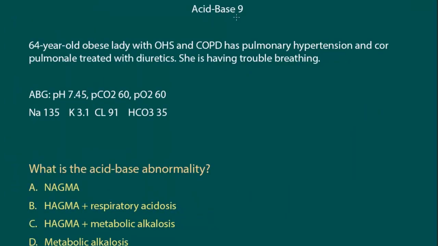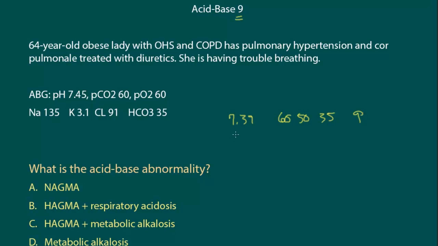Last question. We have a 64-year-old obese lady with obesity hypoventilation syndrome and COPD. She has pulmonary hypertension and cor pulmonale, treated with diuretics. She is having trouble breathing. pH 7.39, PCO2 60, bicarb 35, expected PCO2 50, anion gap 9.